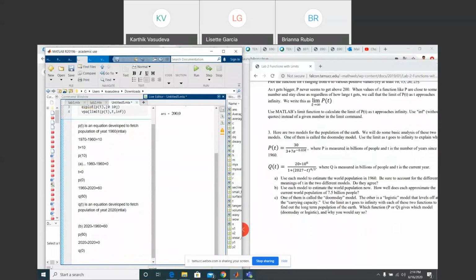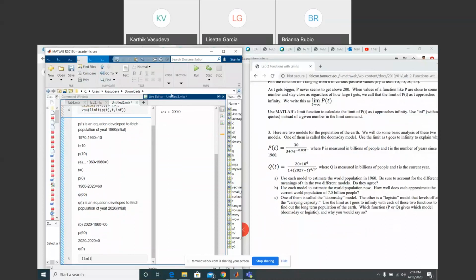Go ahead and see what a doomsday model is. I'm not going to give you the answer directly. What you're supposed to do is limit both the equations to infinity and find out when the population goes to extinction. I mean, when the population would be 0.